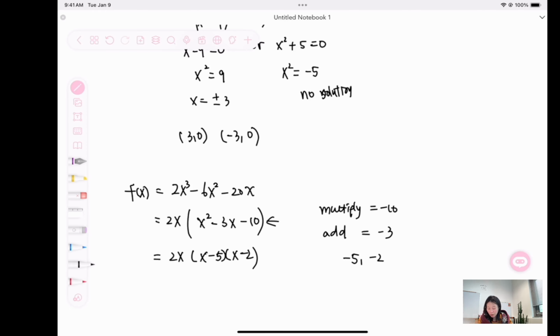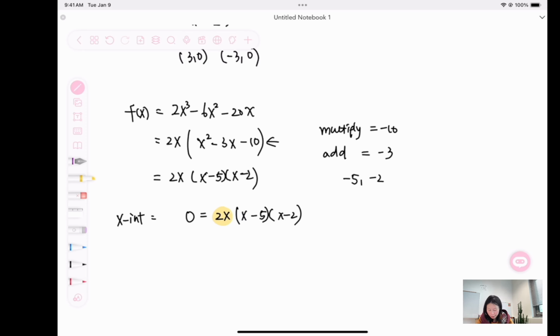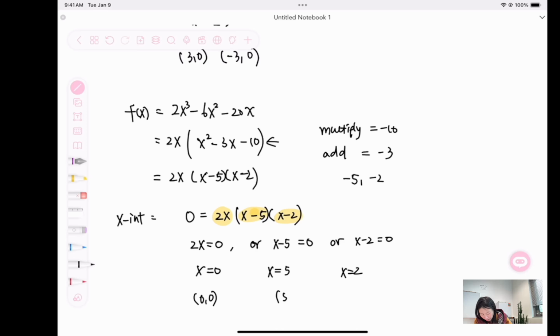Okay, now the x-intercept. The x-intercept is when y equals 0. Then look, how many things are multiplied? We have three parts multiplied. So that means either 2x equals 0, or x minus 5 equals 0, or x plus 2 equals 0. When we solve it, x equals 0, x equals 5, x equals -2. So I have (0, 0) as an x-intercept, (5, 0) as another x-intercept, and (-2, 0) as a third x-intercept.